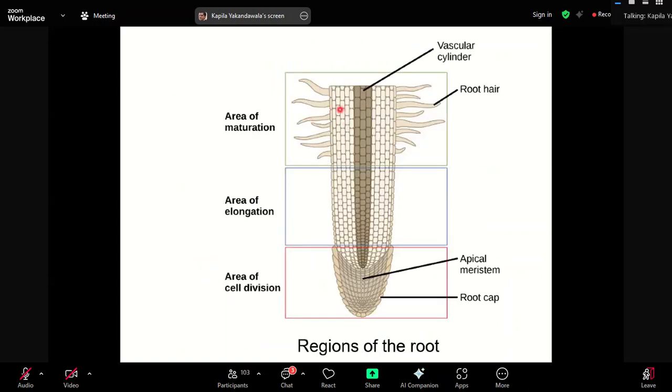But if I ask you to draw, you no need to draw these cells, right? You can just draw it like this. This is the root cap. Root cap. Apical meristem, area of elongation, then area of maturation. This is the area of maturation, right? Right. Likewise, you can just label it. You don't have to give these details.